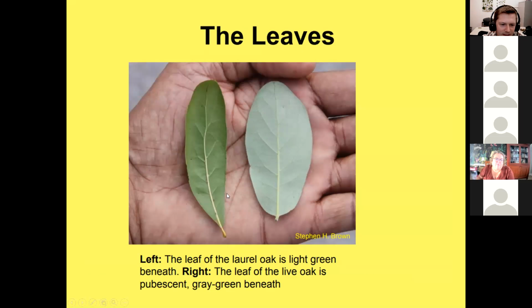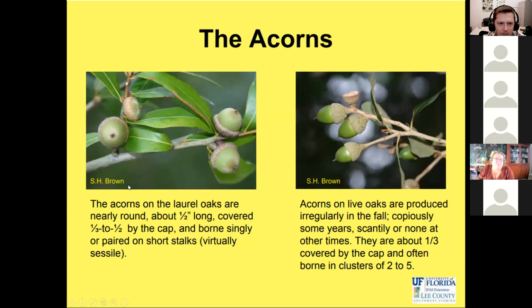So here are the leaves. The leaf on the left is the laurel oak. It's light green underneath. And on the right, the leaf of the live oak is somewhat pubescent. Pubescent, going back to our Latin, means a little bit hairy. And underneath it's gray, white, kind of gray-green-white. It's definitely paler than what you would see on the laurel oak on the left-hand side.